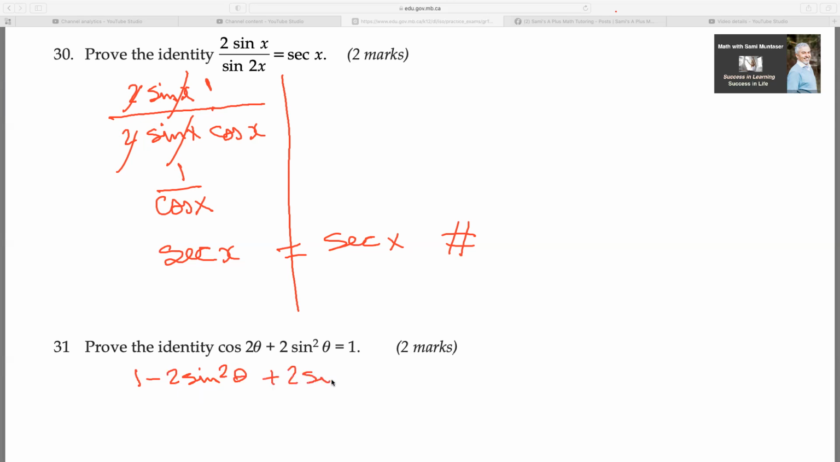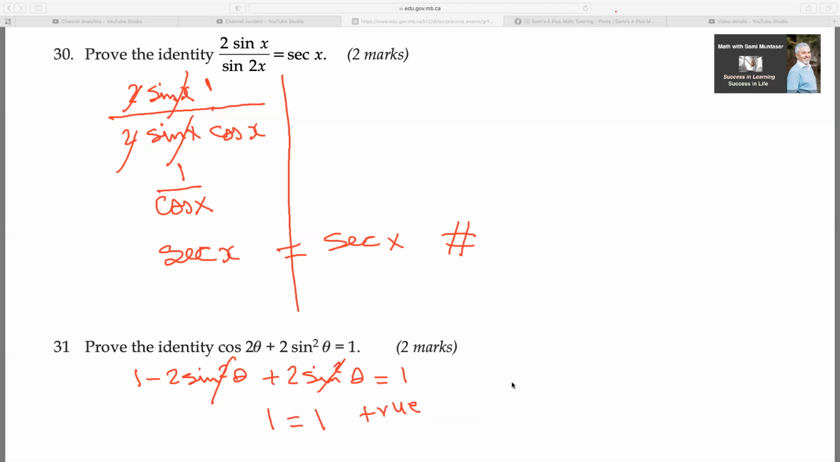Plus 2 sine squared theta equals 1. Wow, look at that. It made me even doubt myself that I remember cos 2 theta, so I'm just going to look that up again. Caught me by surprise. Yeah, 1 minus 2 sine squared theta. So now you see here, this will cancel. You'll end up with 1 equals 1. And that's true, 1 equals 1.